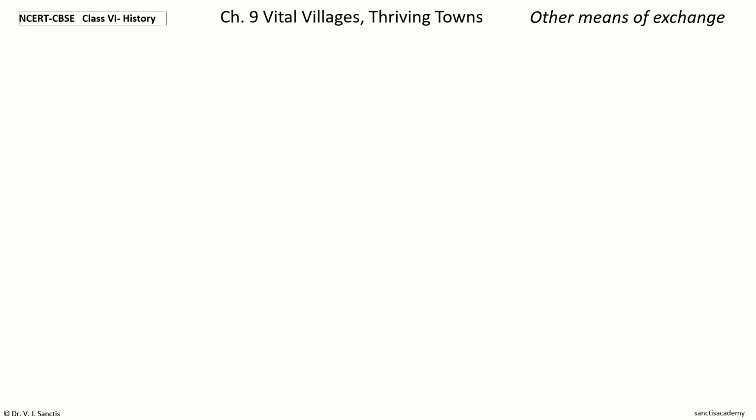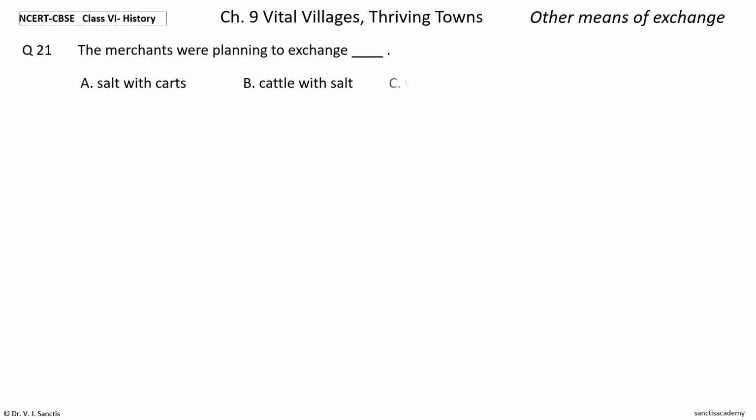Next question, 21. The merchants were planning to exchange dash. The options are salt with carts, cattle with salt, white paddy with sand, white paddy with salt. Your time to choose. And the answer is white paddy with salt. So, the merchants were planning to exchange white paddy with salt.